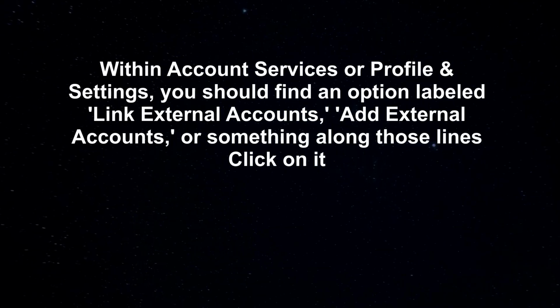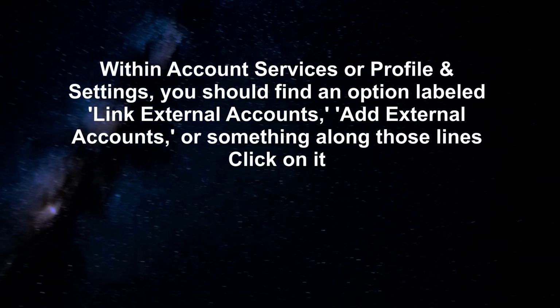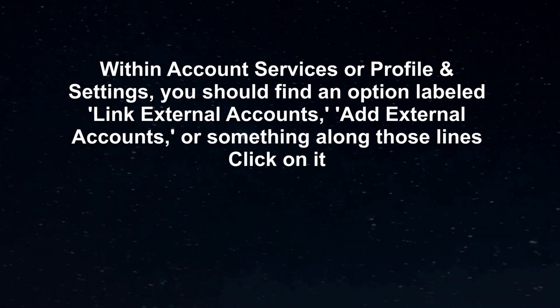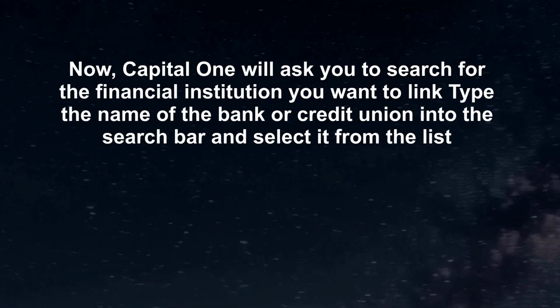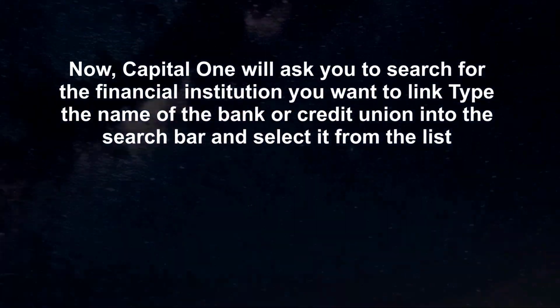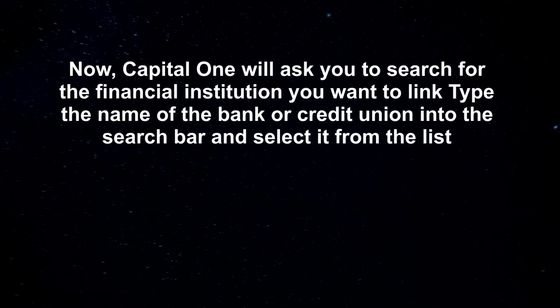Within Account Services or Profile and Settings, you should find an option labeled Link External Accounts, Add External Accounts, or something along those lines. Click on it. Now, Capital One will ask you to search for the financial institution you want to link. Type the name of the bank or credit union into the search bar and select it from the list.